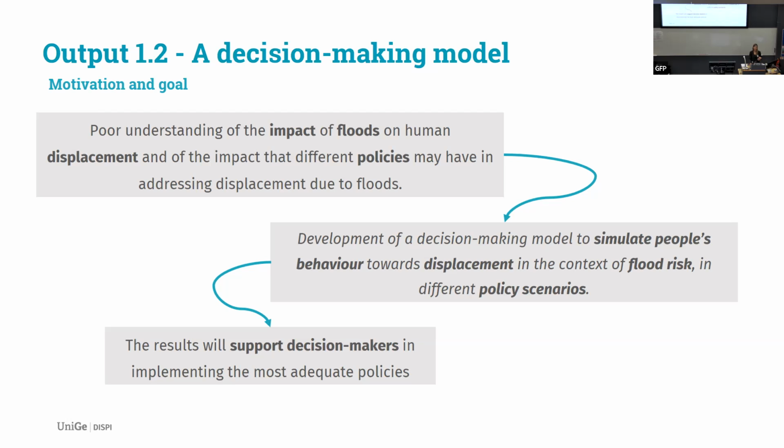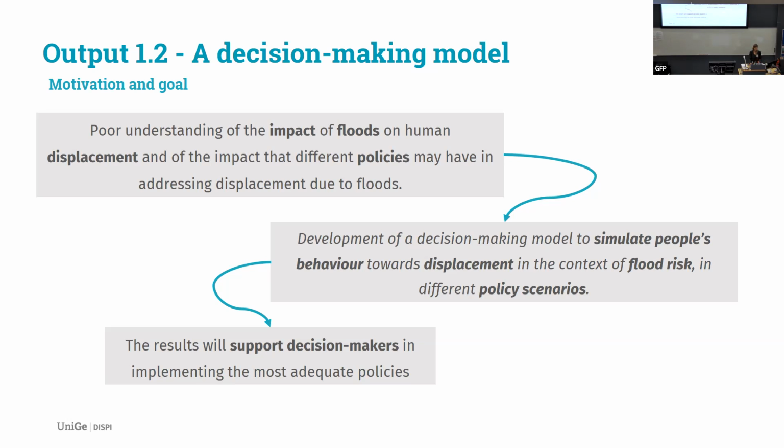What is the motivation for this output 1.2? The fact that there is still poor understanding of the impact of floods on human displacement, and mostly the impact of different policies on human behavior. That's why we are trying now to simulate people's behavior in different policy scenarios. So in each policy scenario, we try to understand what is the impact of one of the policies we can implement to reduce the risk of displacement.